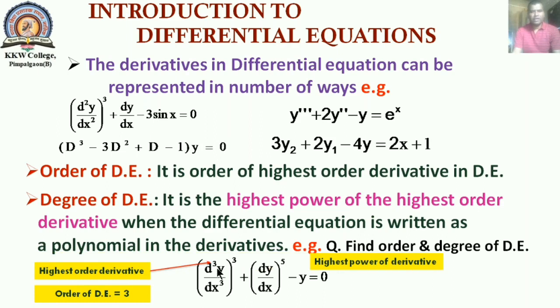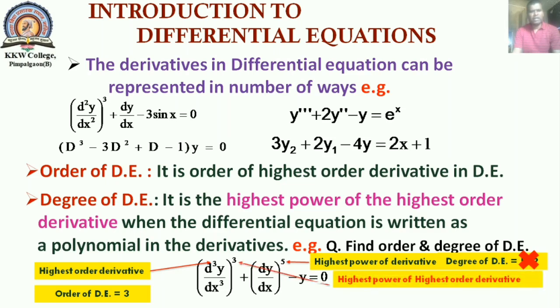Now to find the degree of the differential equation, it is quite simple. Find the index or power of the highest order derivative, which is nothing but the degree of the differential equation. Whether it is smaller than another power, it is still the degree. Here 5 is bigger than 3, but 5 is not the degree of the differential equation. 3 is the degree because it is the power of the highest order derivative.